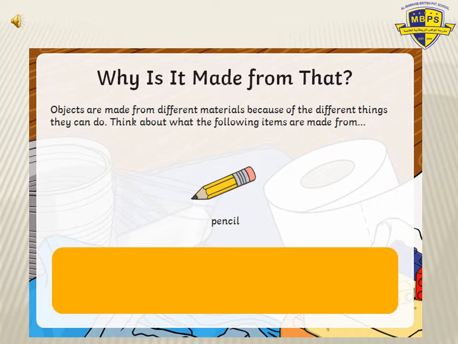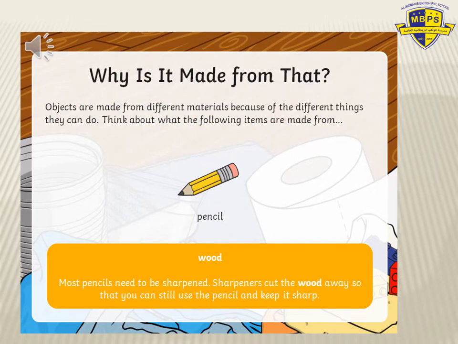Now we have another object. This one is a pencil. Do all of you have your pencil in your hand now? Okay. What do you think? This pencil is made of what? Think, and we will check your answer. Very good, grade 2. The correct answer is that it is made of wood. Most pencils need to be sharpened. Sharpeners cut the wood away so that we can still use the pencils and keep them sharp. That's why the correct option is wood.